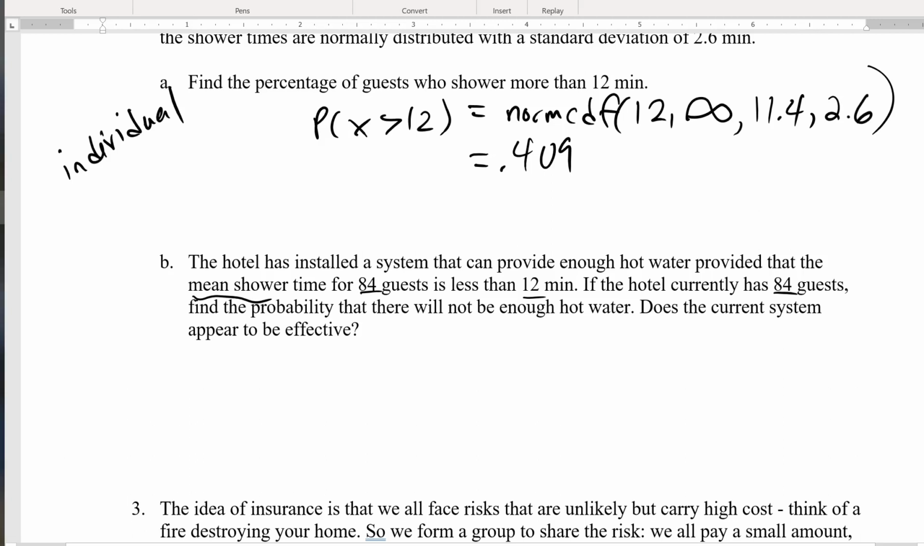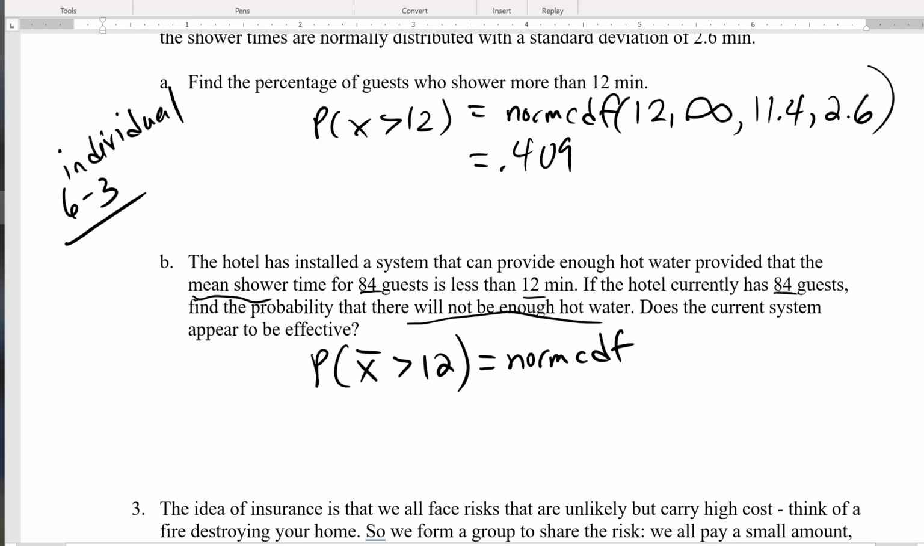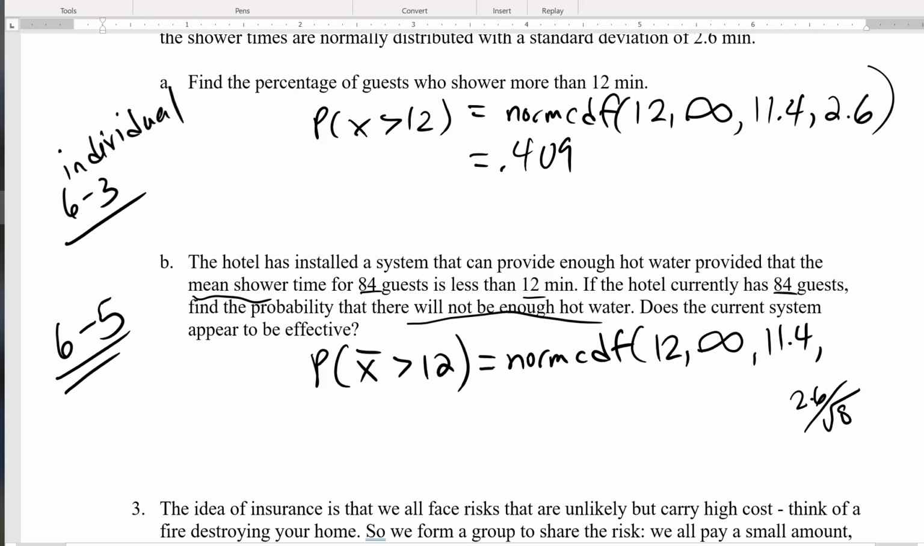This is a different question. This is saying, well, what's the probability that there's not enough hot water? Well, that's if the average of 84 guests is more than 12. Then we run out of hot water, right? How does that change this? Norm CDF. Keep in mind again, this was a 6.3 question. This is now a 6.5 question. Our minimum is still 12. Our mean didn't change, but our standard deviation is no longer 2.6. It's 2.6 divided by the square root of 84.